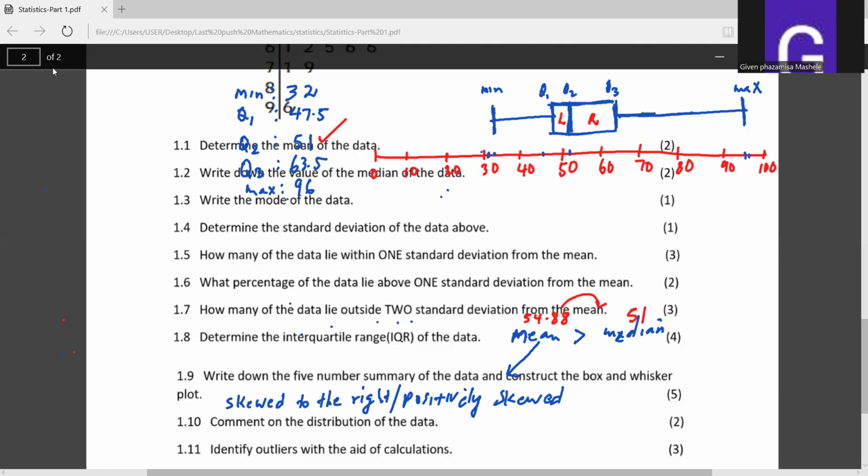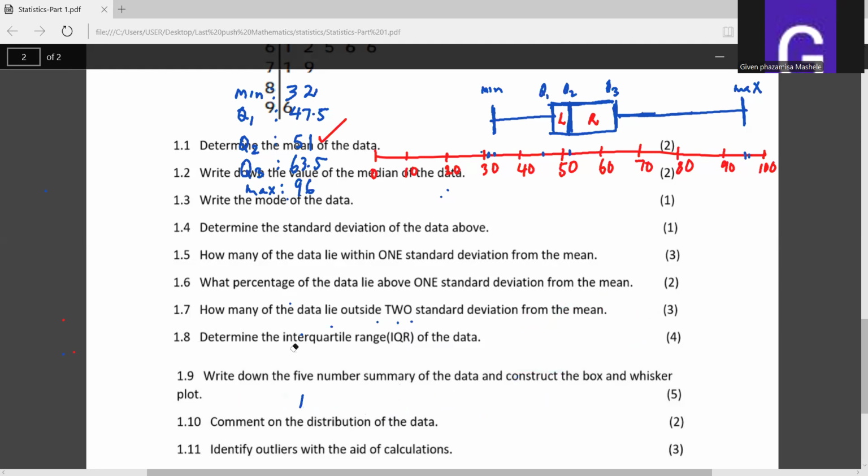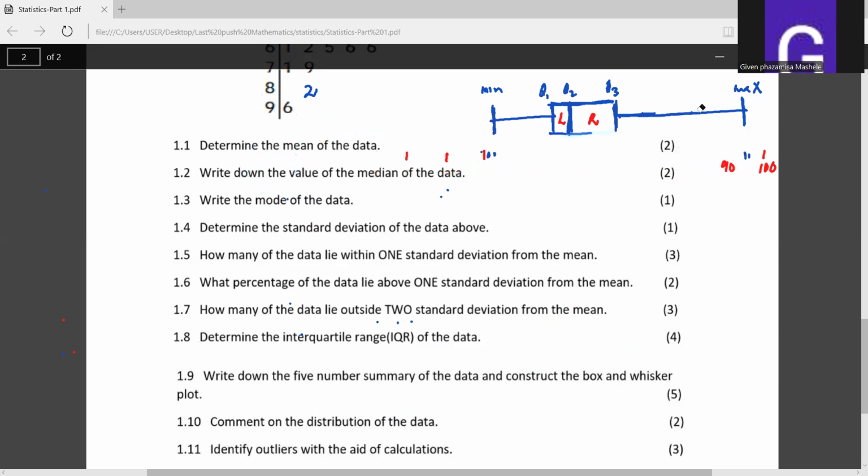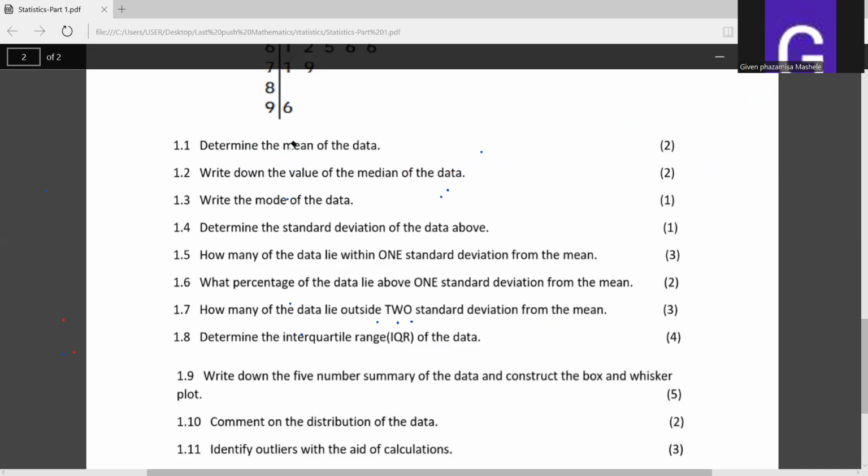Ladies and gentlemen, outliers are extreme values that are far away from the others. By looking at our data, the outlier will be 96. But since they said we need to show by means of calculation, we need to do the calculation as we are instructed. But actually the outlier will be 96 because it's a value that is far away from the others.